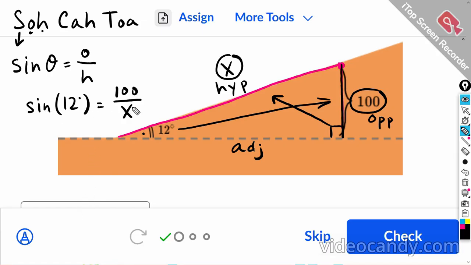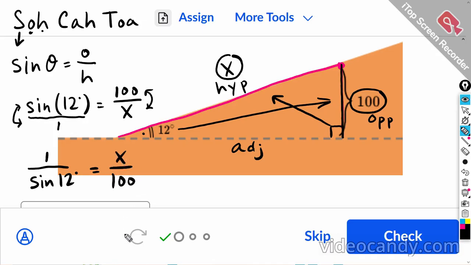Okay, lots of ways to do this. You can cross multiply if you like. But since x is in the denominator, what I like to do is just take the reciprocal of both sides, okay? Let's assume this is over 1, all right? That doesn't change anything. Since we have a fraction on both sides, I just take the reciprocal of both sides. So sine of 12 over 1 is going to become 1 divided by sine of 12. And 100 over x is going to be x over 100. Okay, now we're in business because x is in the numerator.